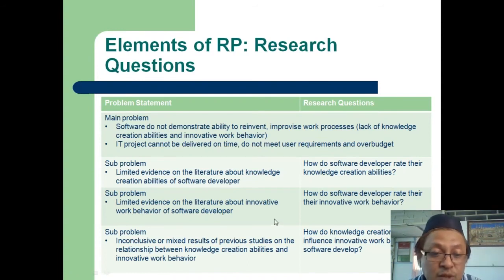Same goes for the next one: limited evidence in the literature about innovative work behavior. So we want to describe this phenomenon. So we develop this second research question: how do software developers rate their innovative work behavior?